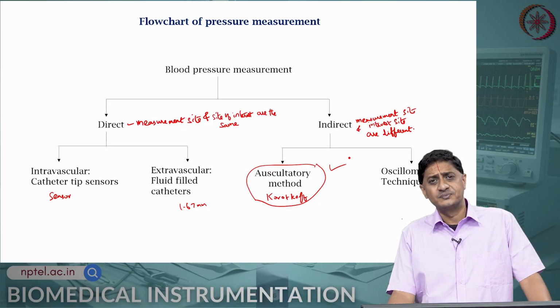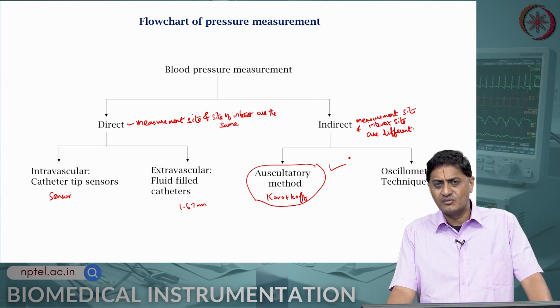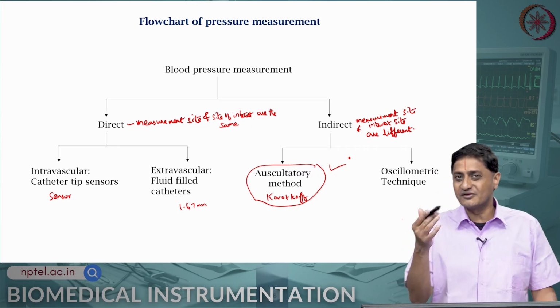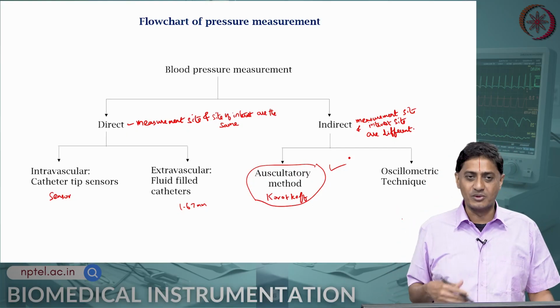An exercise for you. Can you identify what is the method that is used by the 2000 rupee or the 3000 rupee BP measurement kit that is available on Amazon? There are these inexpensive blood pressure measurement systems available online. Can you identify what is the method that is used? Now, obviously, it is an indirect method, but which one of the indirect methods, that is the question. Obviously, it is not going to insert a catheter inside your body.